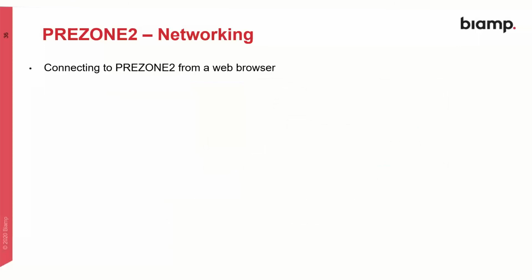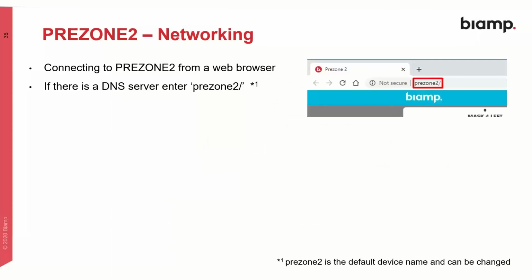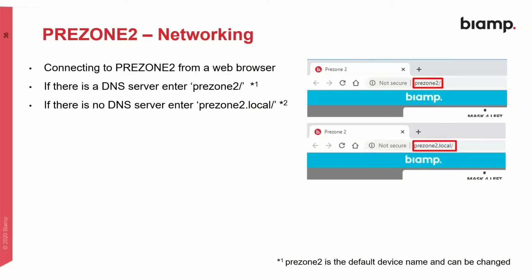So, connecting to PREZONE2 from a web browser. If there is a DNS server present in your network, in your router, which can look up the friendly names and associate them with an IP address, then in your web browser address bar, you just put in the address PREZONE2/ and enter, and it will find the device. If there's no DNS server, then you put in PREZONE2.local/ and enter, and then again, it will find the device on the local network.